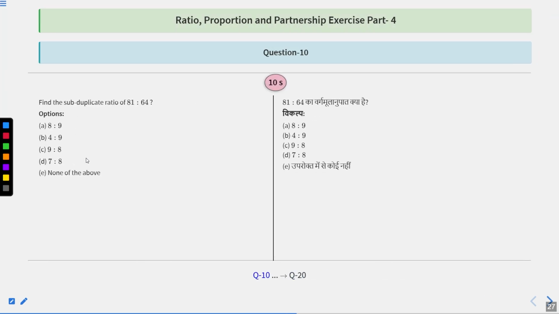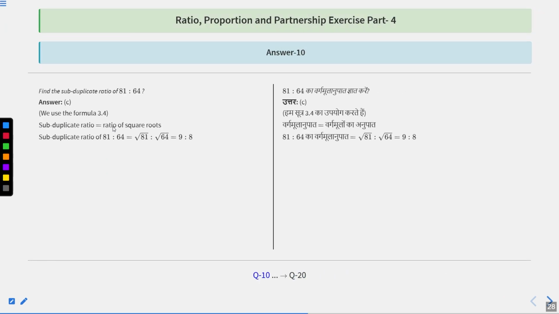Next one. Find the subduplicate ratio of 81 ratio 64. You have 5 options and 10 seconds to analyze the question. Your time starts now. Now time's up. Let's see the solution. Now we are using formula 3.4, in which it is given that the subduplicate ratio is equal to the ratio of square roots. Okay, so our ratio is 81:64. When we take the square root of these numbers, we get 9:8. So C is the correct answer.